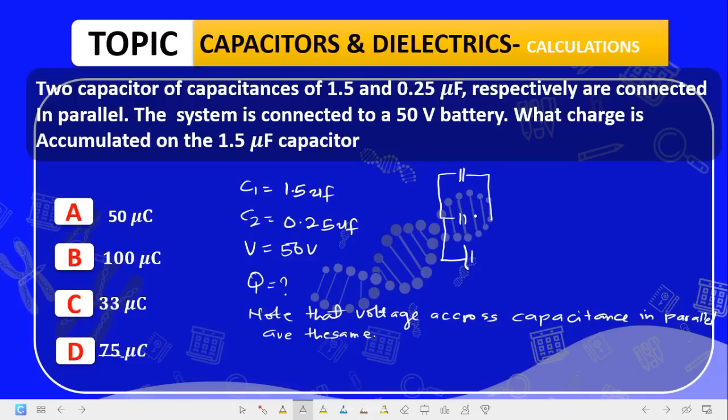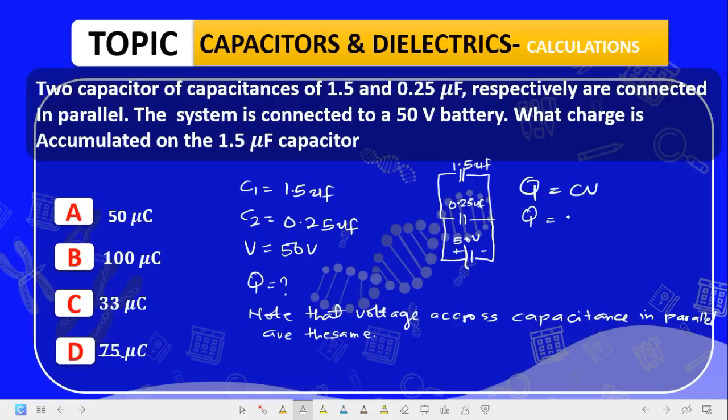Sorry for my drawing. This is, let's say, 1.5 microfarad. This is 0.25 microfarad. And this is your 50 volts battery, positive and then negative. Now, if this is the diagram, they are connected in what? In parallel. The voltage across capacitances in parallel are what? The same. So this voltage, 50 volts, is across the 0.25 microfarad, and at the same time is across the 1.5 microfarad.